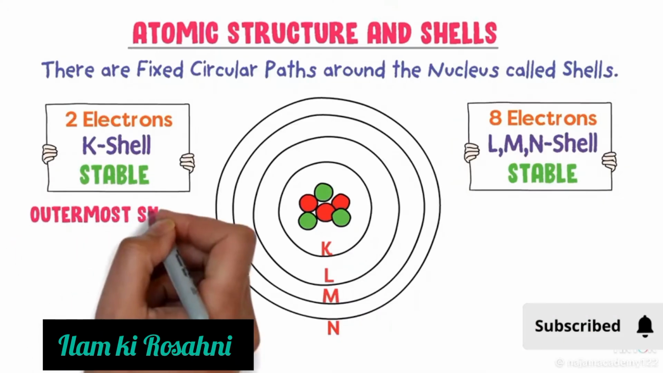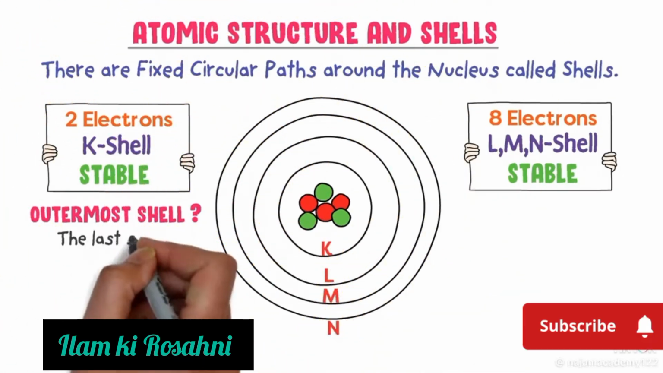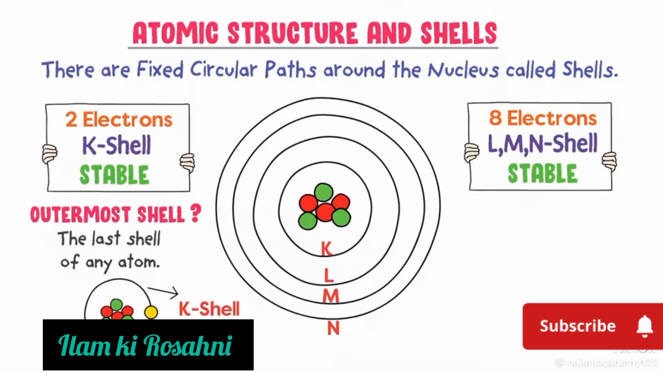Now what is outermost shell or valence shell? Well, the last shell of any atom is called outermost shell or valence shell. For example, the last shell of hydrogen is K shell. So it is also called outermost shell or valence shell.